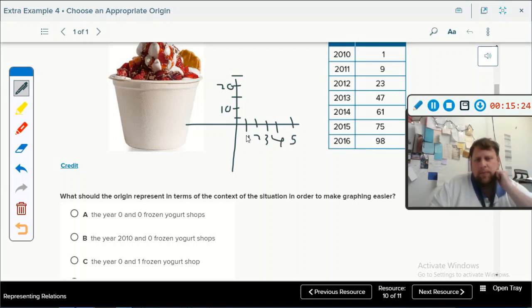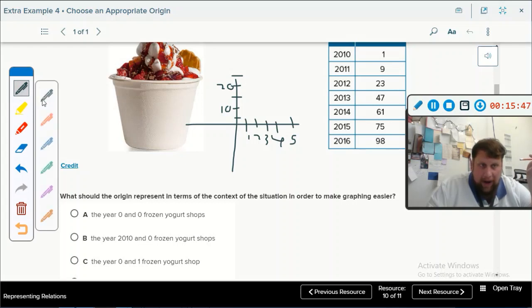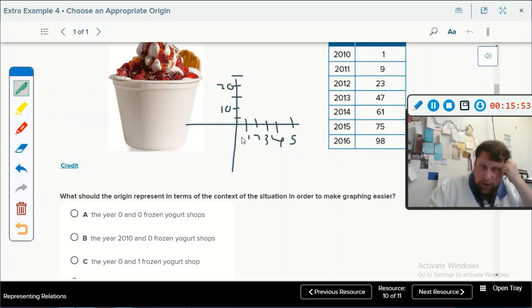But that doesn't really represent 1. If this is 2010, that would be 2011, 2012, 2013. So I'm going to let this represent my start of year 2010 and 0 yogurt shops. Now, that doesn't mean she has 0 yogurt shops in 2010, because some of you might be like, but Mr. Tim, it says she has 1 yogurt shop. That's right. That's why, right here at the origin, if I were graphing this, I'd put my first dot just a little bit above, because she has 1 yogurt shop.